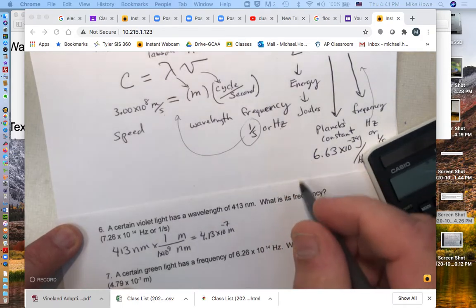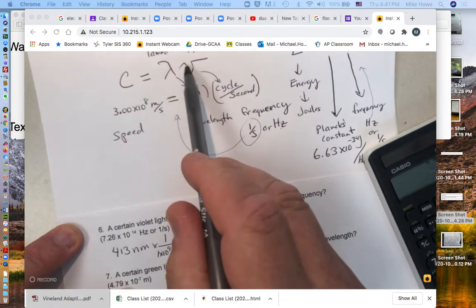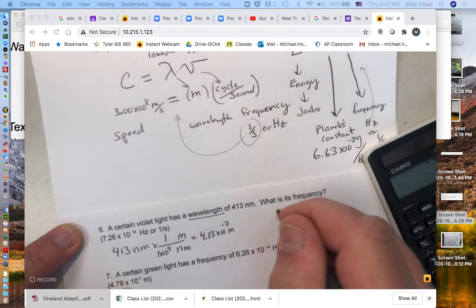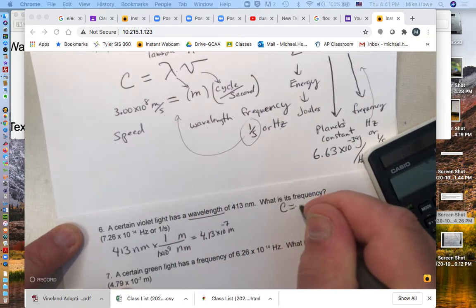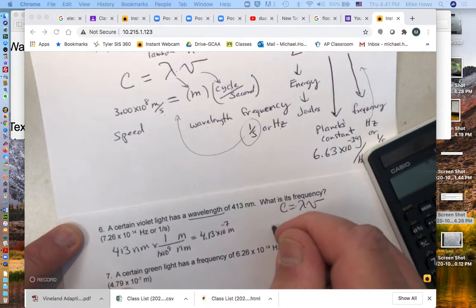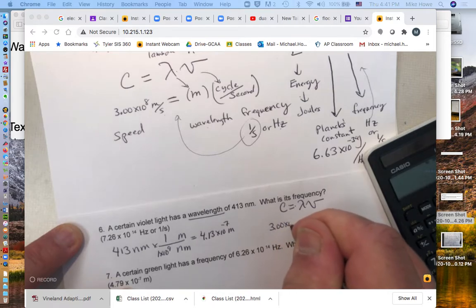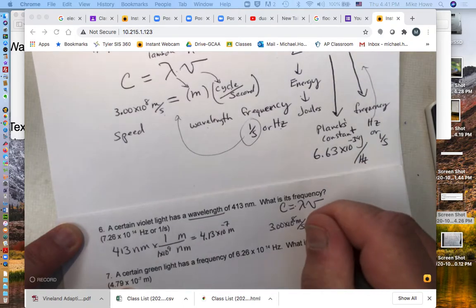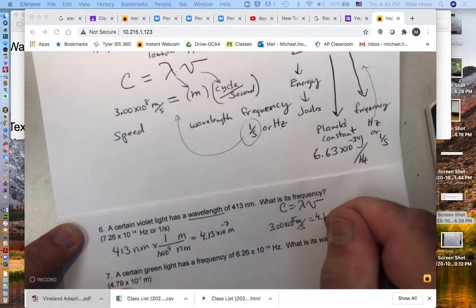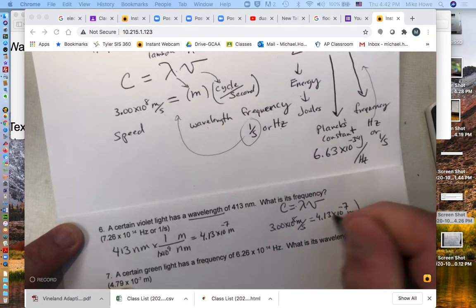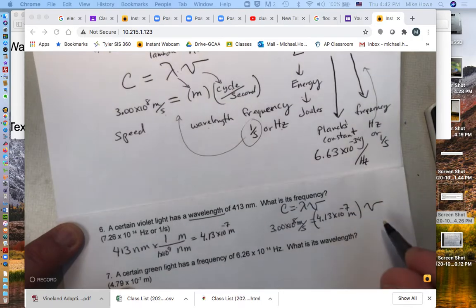All right, now we want to know the frequency, so we're going to try and solve for this, and we know the wavelength because it says wavelength, so that's this guy right here. Wavelength is lambda. So I'm going to use this equation. C is equal to wavelength times frequency. So I plug in for C. I'm going to use 3.00 times 10 to the 8th meters per second. Wavelength we know is 4.13 times 10 to the negative 7th meters, and we don't know frequency, so we're going to solve for that.